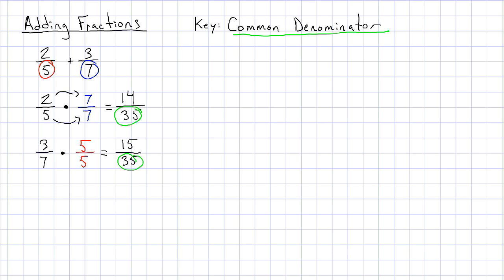I do want to note that if you use this method, if you're using the denominator of the other fraction to multiply, you will always get a common denominator. This process will always get you a common denominator. If you do not have one, then go back and check your math. It's possible you made a multiplication error somewhere because this should always work to get you a common denominator.